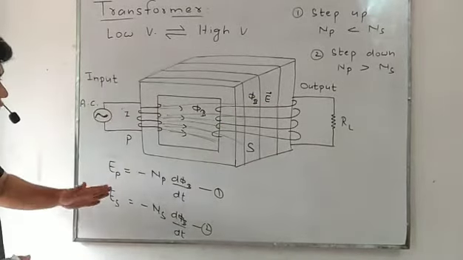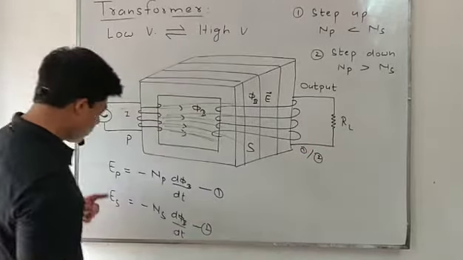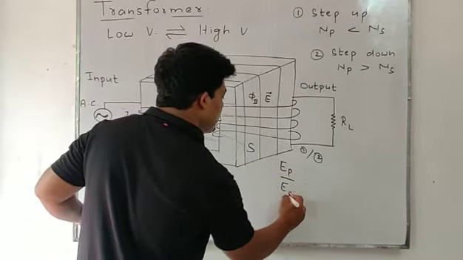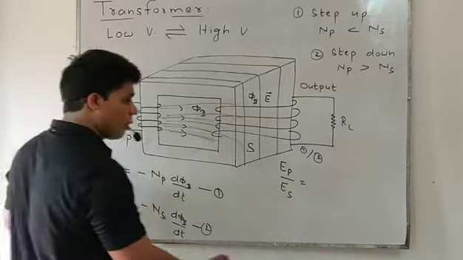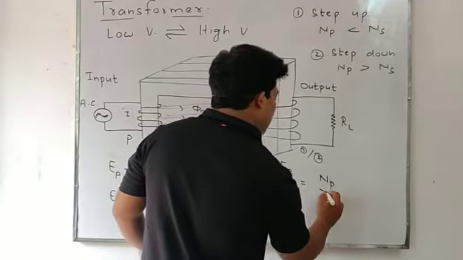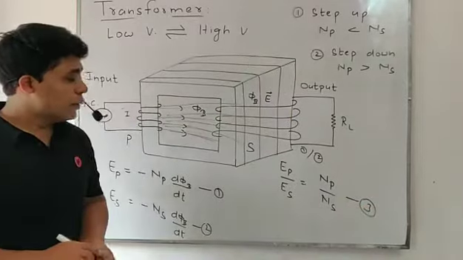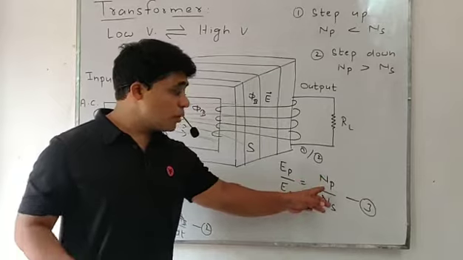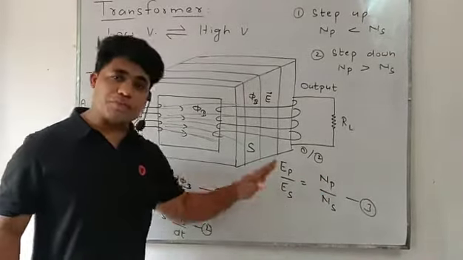Okay, now students, divide the first equation by the second. Left hand divided by left hand, EP by ES. The d phi by dt cancels out, minus and minus cancel out, and we get NP upon NS. It means the ratio of the EMF of the primary and secondary coil is always equal to the ratio of the number of turns of the primary and secondary coil. So this is our first main equation.